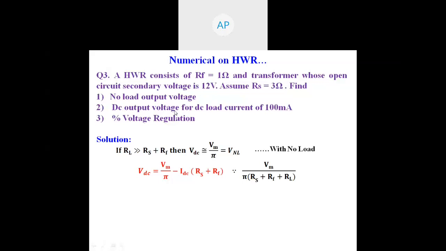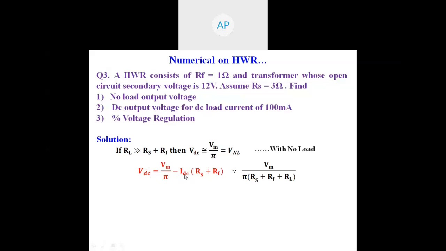Now the second task: DC output voltage for a DC load current of 100 milliampere. So what will be that expression? The expression is VDC equals Vm divided by pi minus IDC into (RS plus RF). We have VDC in a number of forms. Out of what we have studied, we will take the expression in terms of Vm and IDC, so simply we plug in the values.